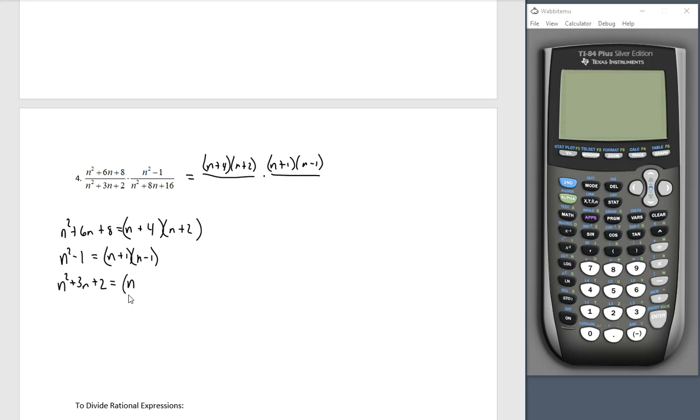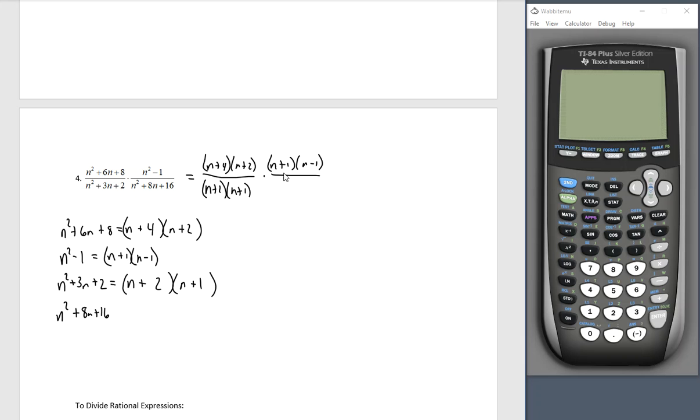To get n squared, I'll multiply n times n. To multiply to get plus 2, I'm going to multiply 2 numbers that are the same sign. This tells me that they're both positive. Multiply to be 2, add to be 3, n plus 2 and n plus 1. And my last denominator, let me write this one in here too. N plus 2, n plus 1.